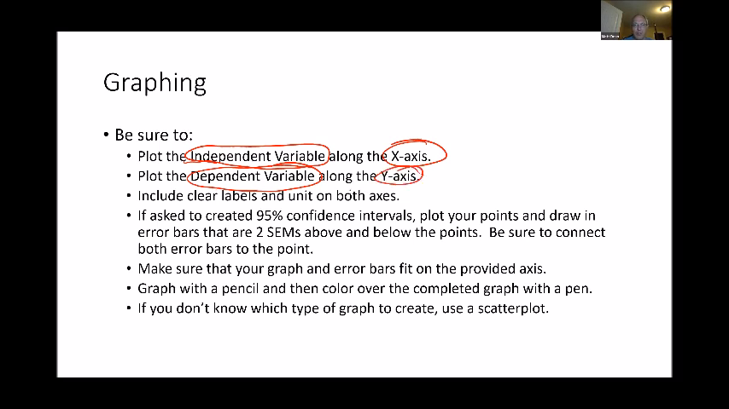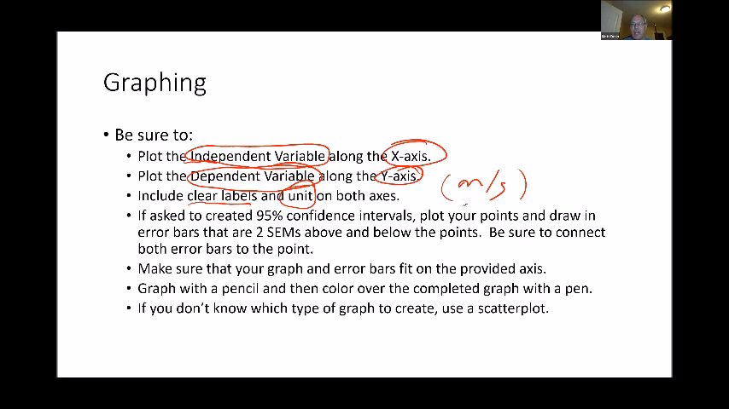Make sure that when you're doing your plots, that you clearly label each axis and that you include your units. Usually you put your units in parentheses, something like maybe meters per second or something like that. So have units on both axes. Make sure you clearly label.